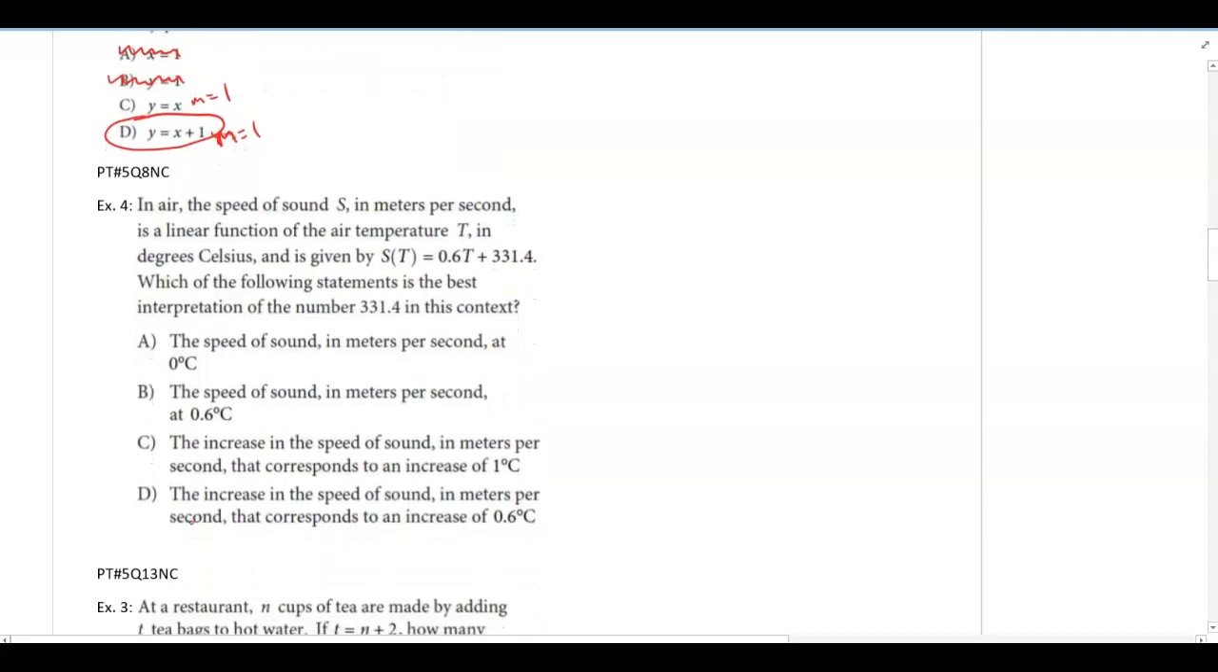Number 4, in the air, the speed of sound S, right, in meters per second, is a linear function of the air temperature T. So T equals the temperature in degrees Celsius, and is given by the following function, right? Which of the following statements is the best interpretation of the number 331.4 in this context?